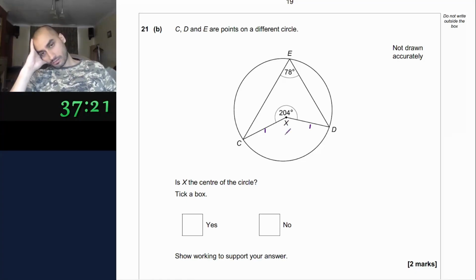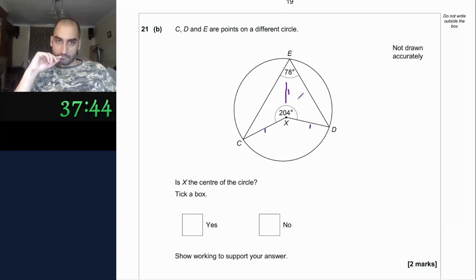I don't know. If it was, then this would also be the same as well. Oh, I vaguely remember a really obscure rule.